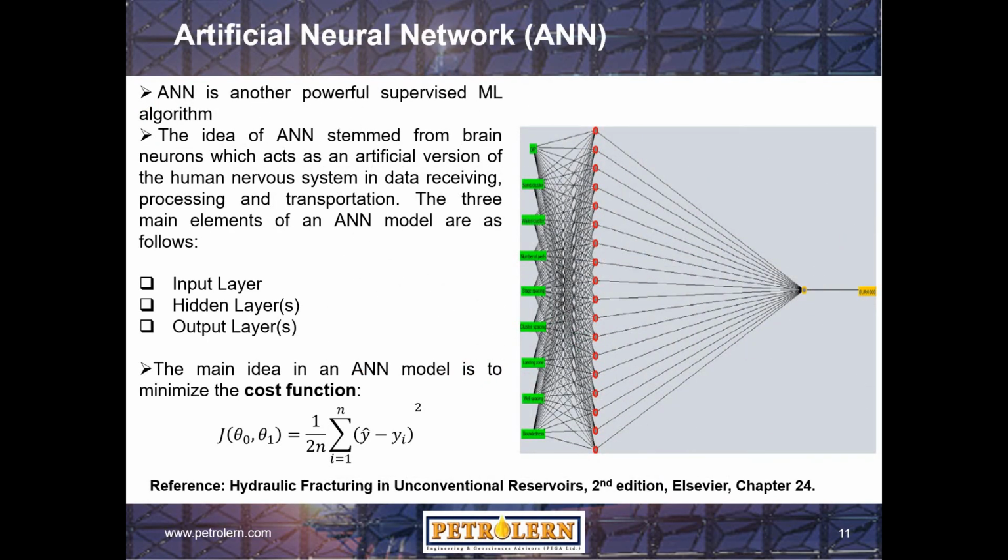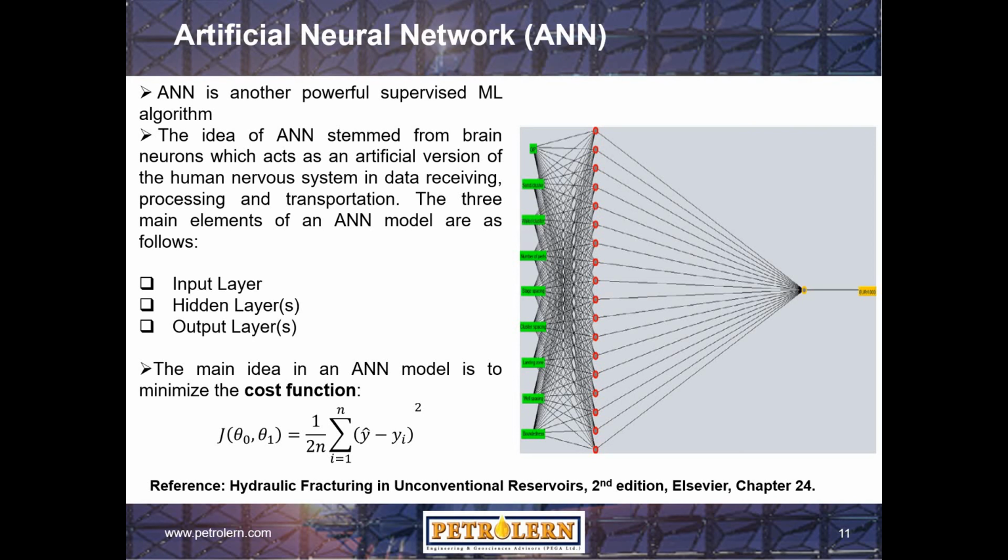Now let's talk about ANN, or artificial neural network. You guys have probably heard that a lot. ANN is a powerful supervised machine learning algorithm, and the idea of ANN comes from brain neurons, which act as an artificial version of the human nervous system.